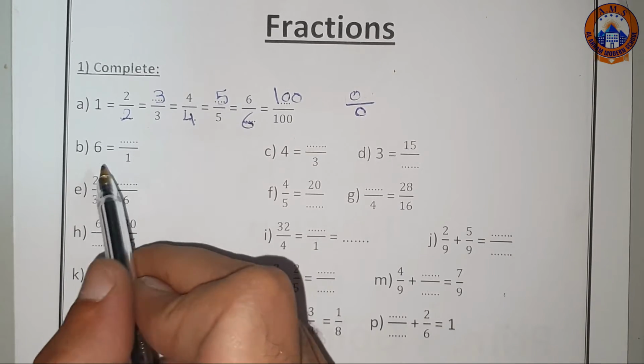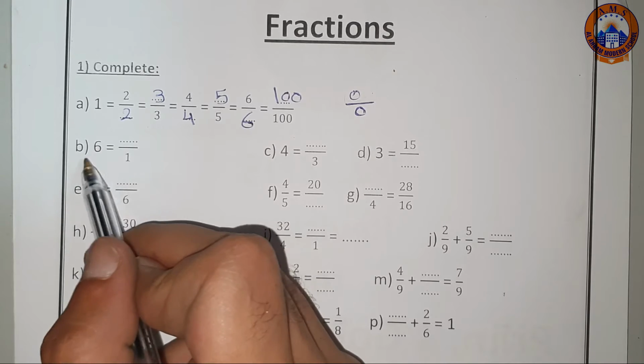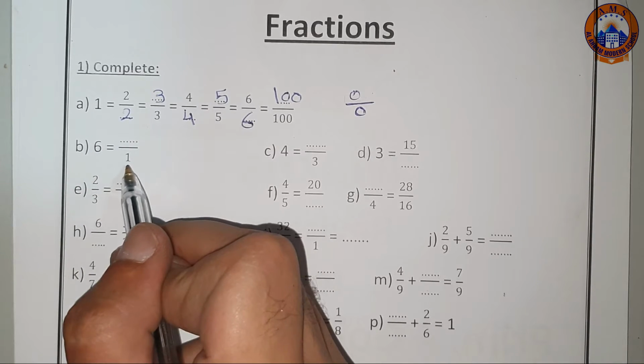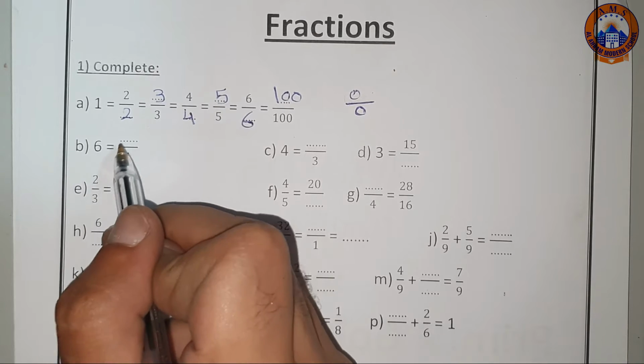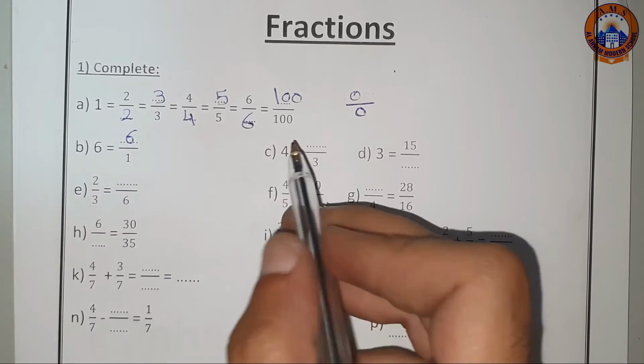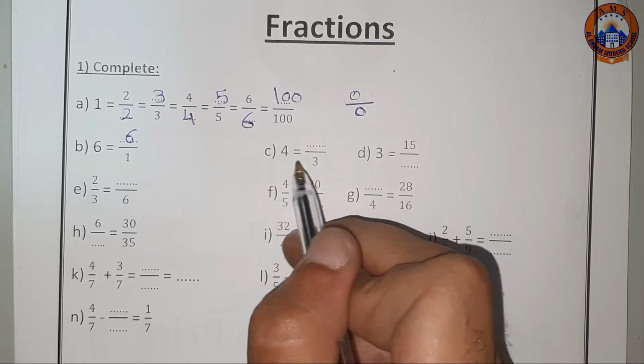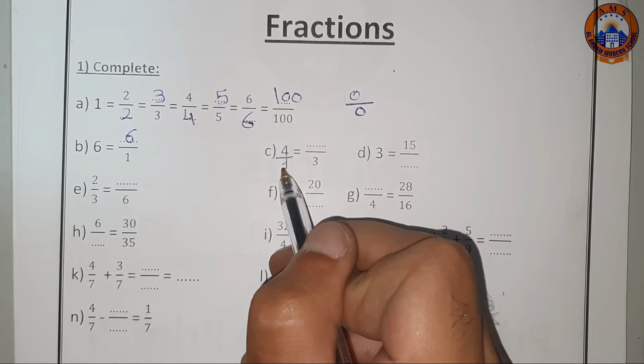Question number B, we have the number 6. So any whole number can be written in the form of a fraction if I just put 1 in the denominator. So 6 equals 6 over 1. Question number C, the number 4, can we write it as a fraction? Yes, the number 4 contains a denominator 1.